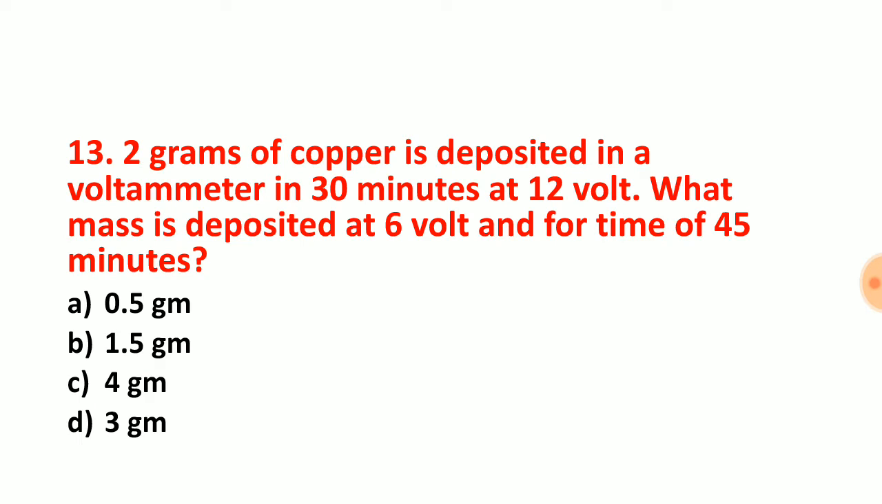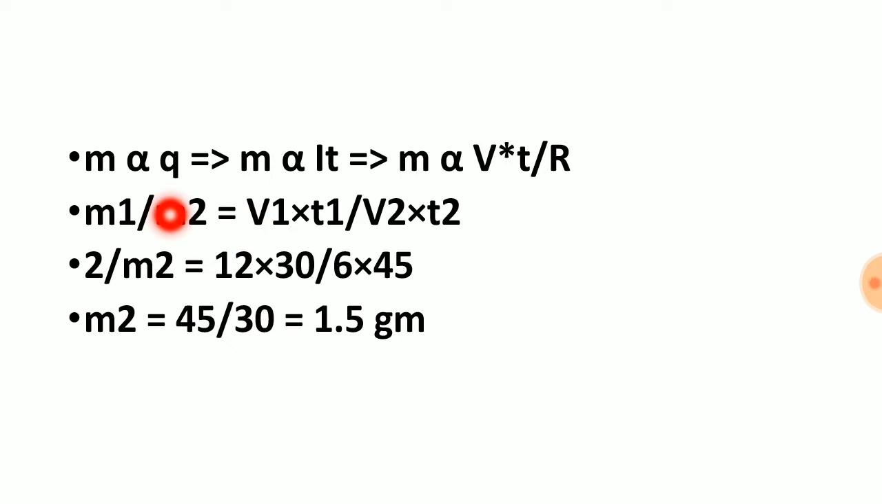Question number 13. 2 gram of copper is deposited in a voltameter in 13 minutes at 12 volt. What mass is deposited at 6 volt for the time of 45 minutes? This is a question from the chemical effect of current. According to our formula, according to the first law, mass is directly proportional to Q, which is mass equals I into T, because Q can be written as I into T. Again we can write I is equal to V by R. So if this is the formula, M is proportional to V by R times T.